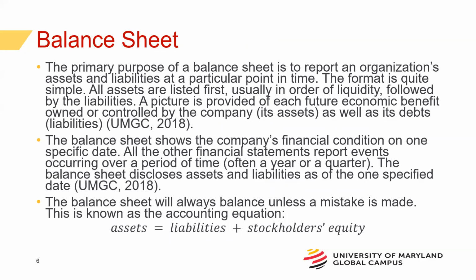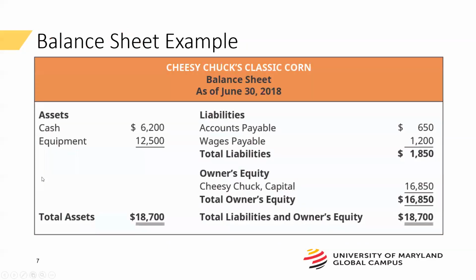And so on your balance sheet, you'll find your assets, your liabilities, and your equity. This is the accounting equation. And so on your balance sheet, it will look like this. You'll see that it reads from left to right instead of going top to bottom. We have our assets on the left. We have our liabilities and equity on the right.